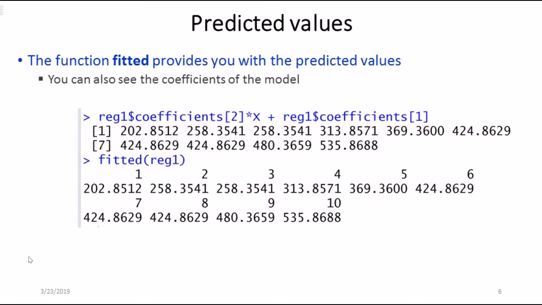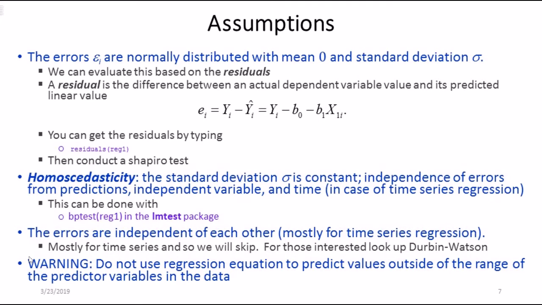There are some assumptions. The errors are normally distributed with the mean 0 and standard deviation sigma. We can actually evaluate this based on the residuals. A residual is the difference between an actual dependent variable value and its predicted linear value. In R, we can simply use the residuals function and give it the model, in this case, Reg 1. Then we can conduct a Shapiro-Wilk test.